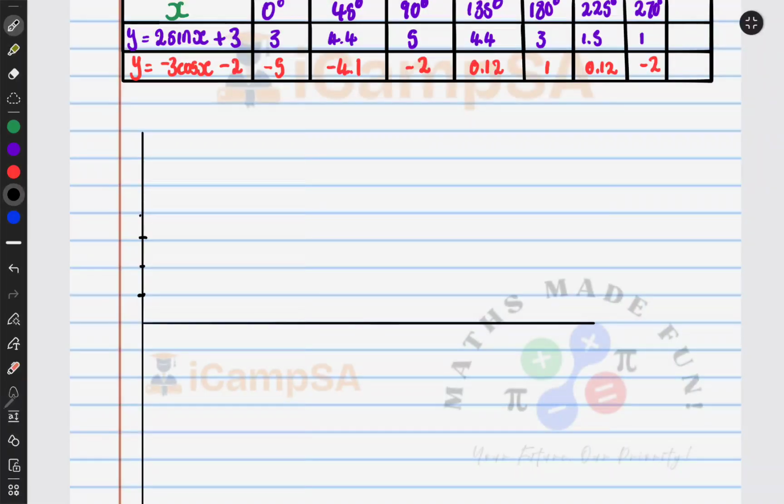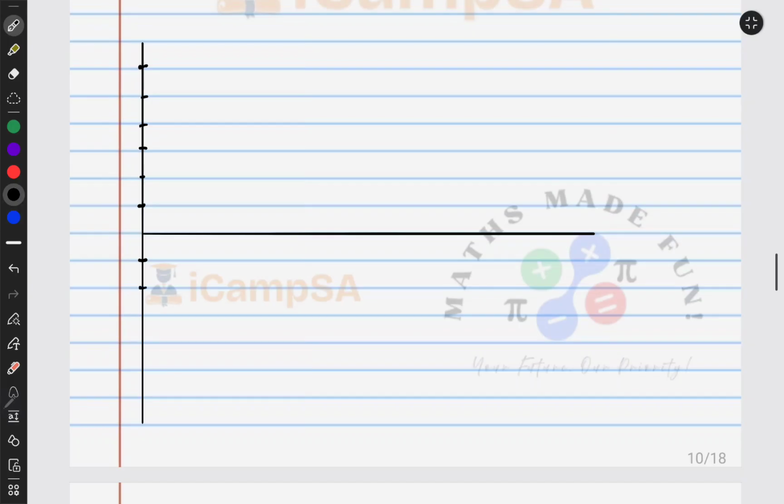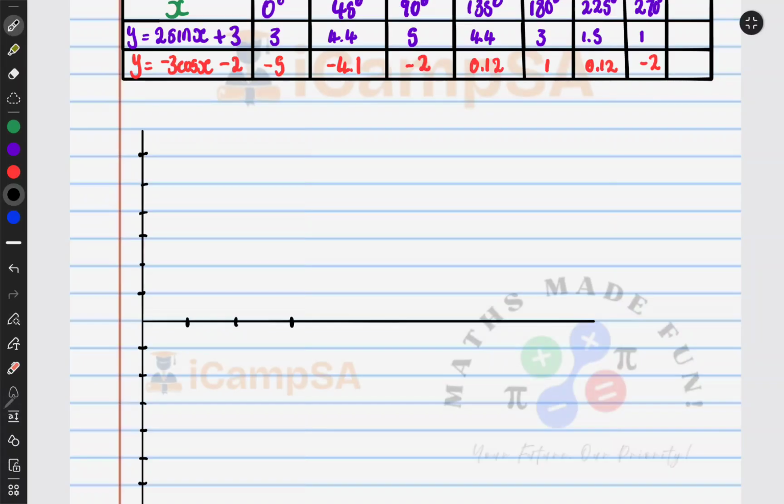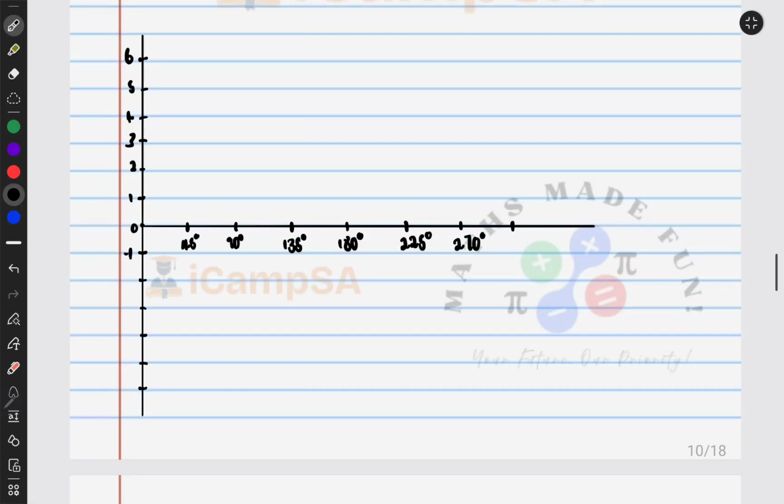We're gonna have 1, 2, 3, 4, 5, 6 on the y-axis, then negative 1, negative 2, negative 3, negative 4, negative 5, negative 6. And then next on the x-axis we're gonna have 0, 45 degrees, 90 degrees, 135 degrees, 180, 225 degrees, 270. Did I miss something? I hope not. Okay, this is our 0.